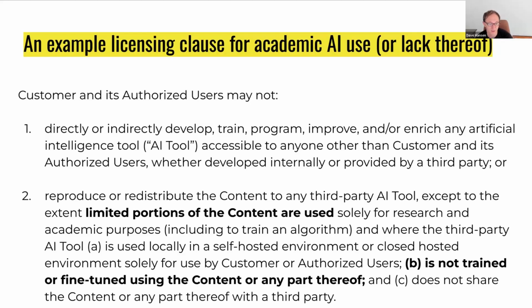This is actually a negotiated version. The first version, as I understand it, and other people's first versions of this, were very, very restrictive and very challenging to work with. So this says that users can't directly or indirectly develop, train, program, improve, or enrich any AI tool, or reproduce or distribute content from this database to any third-party AI tool. The part that has been negotiated a bit was the exception. And this is one pathway that universities, including University of California, have been successful in finding, a way to insert an exception to allow academic users to engage in some of these uses in restricted, safe environments. But this can pose a real challenge.